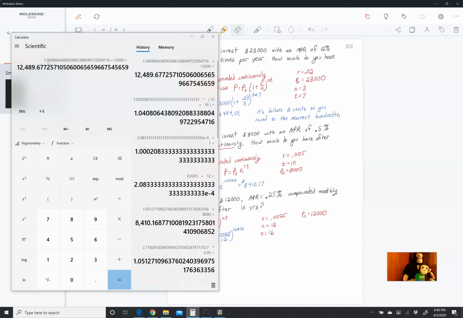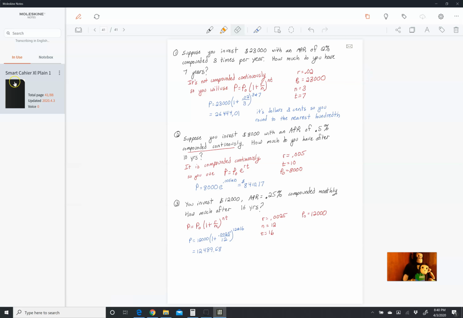And it makes sense that we wouldn't get such a high number because our interest rate is so low. So it's $12,489.68. Okay, and finally, last one.